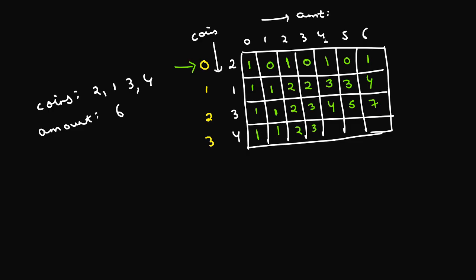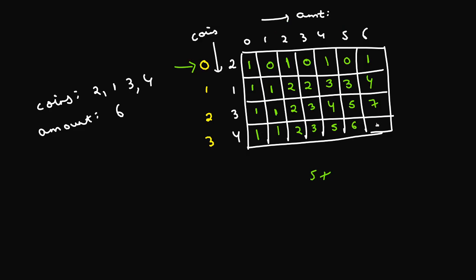For amount 4, if I use this coin, then I end up at 4 minus 4, which is 0. So I have one way to do that. Plus, if I don't use this coin, I have 4 ways to do that. So that's 1 plus 4, which is 5. In order to create an amount of 5, if I don't use this coin 4, that means I have 5 ways to do that. Plus, if I use this coin 4, so 5 minus 4 is 1. So this is where I end up. That's 1. So 5 plus 1, that is 6. Just write a 6 here.